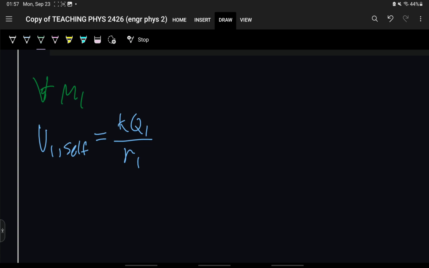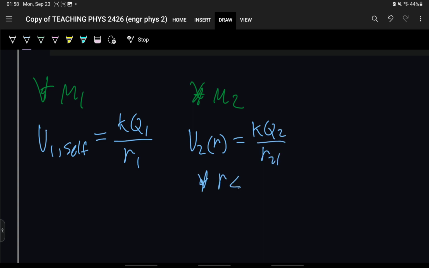Now let's take a look at the electric potential due to M2. The electric potential inside of M2, considering that the potential inside a spherical shell due to the shell's charge is constant at all points within the shell, is going to be V2 of R is equal to K times Q2 all divided by R21. And this is for R less than R21.